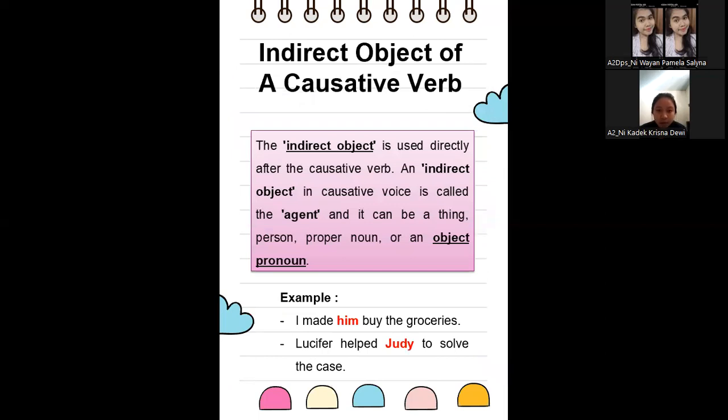The next topic is indirect object of a causative verb. The indirect object is used directly after the causative verb, and an indirect object in causative voice is called the agent, and it can be a thing, person, proper noun, or an object pronoun. For example, number one is I met him by the groceries. Number two is Lucifer helped Judy resolve the case.